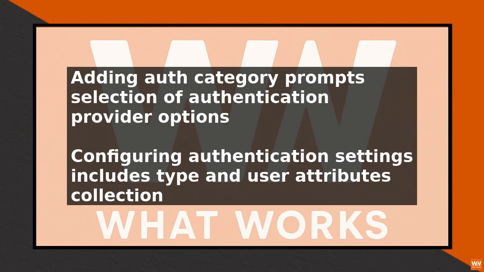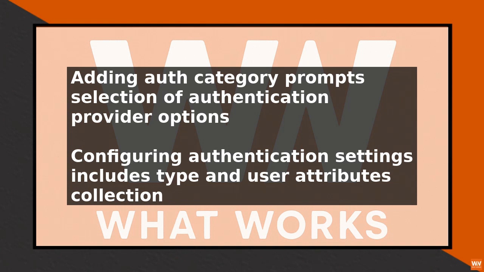After configuring the authentication settings, run the command Amplify push to deploy the auth configuration to your AWS account. This will create the necessary resources in your AWS account, including an Amazon Cognito user pool and identity pool.